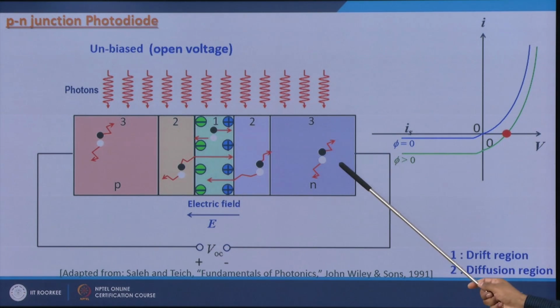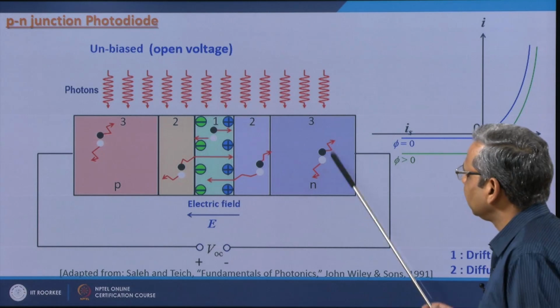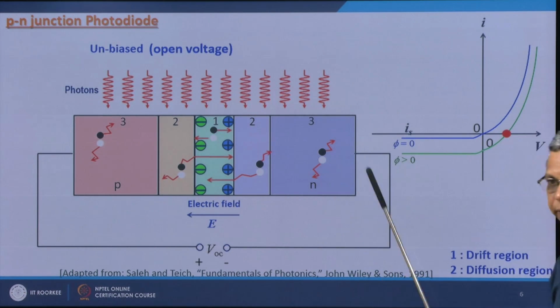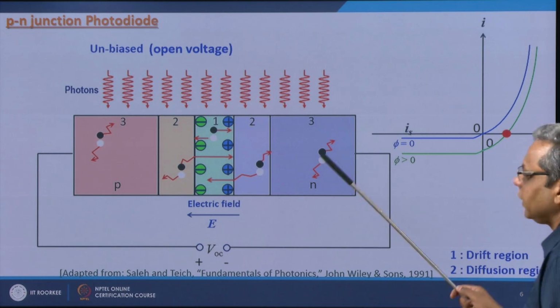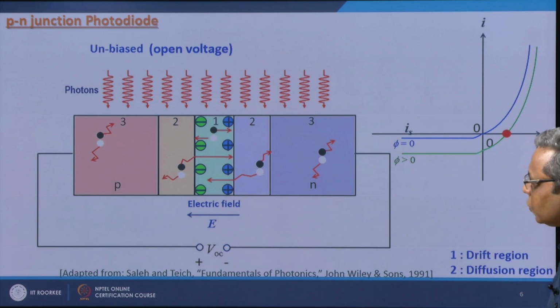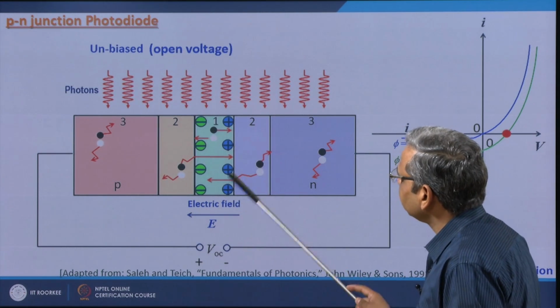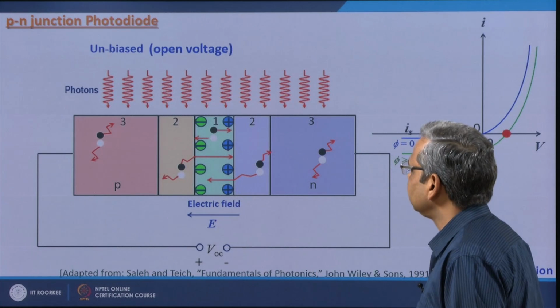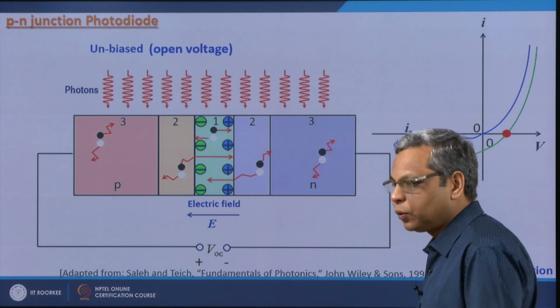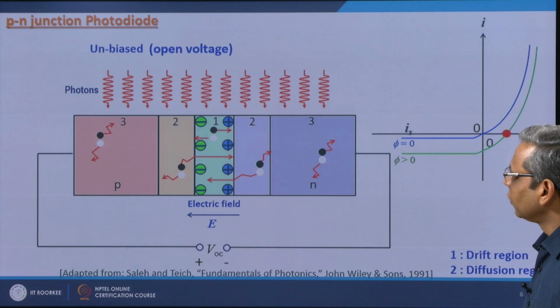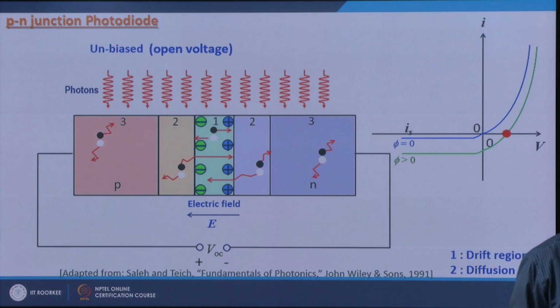While the electron hole pairs which are generated here will wander randomly and have very little chance to come under the influence of this electric field, because they are very far from here, and then ultimately they will recombine. So, what do I see? That electron hole pairs in these regions have the probability of constituting an electric current if the circuit is closed.